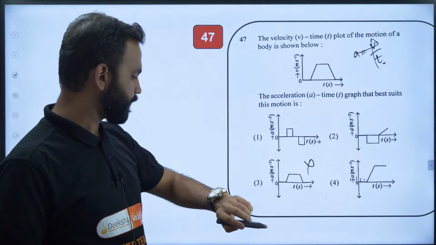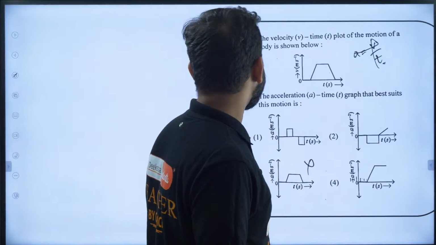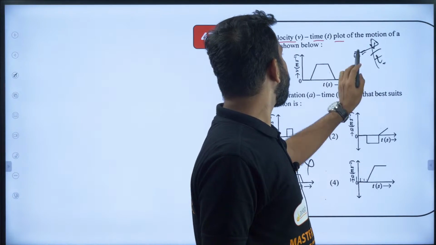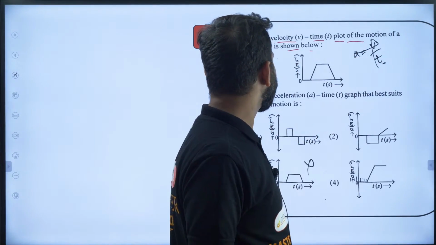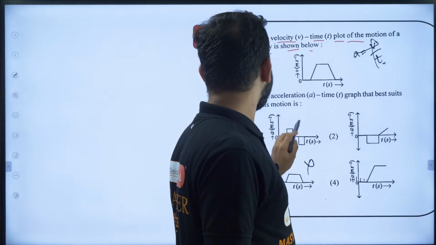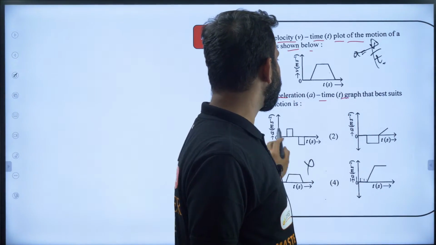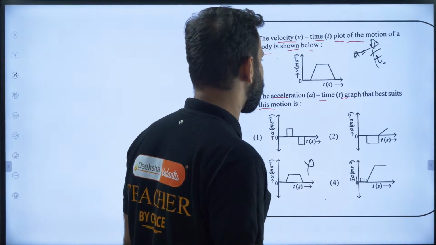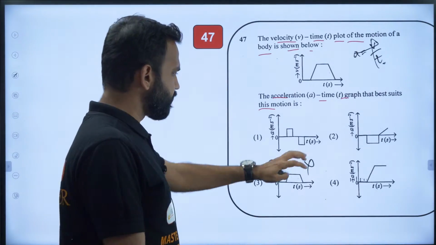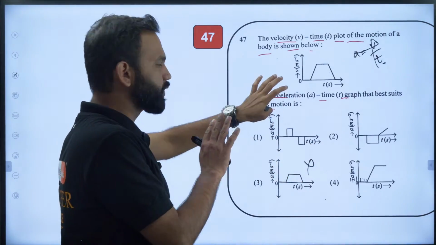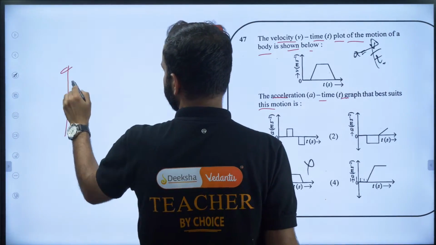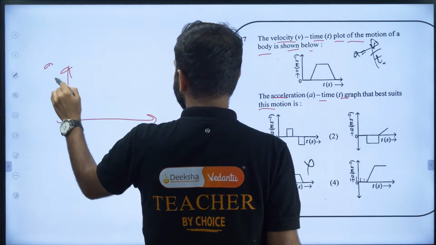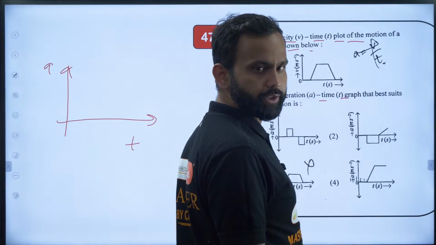Question number 47. The velocity v and time t plot of the motion of the body is shown in the figure. The acceleration a versus time t graph that best suits this motion is? Don't look at the options. Just draw the diagram, the a versus t graph from the v versus t graph.